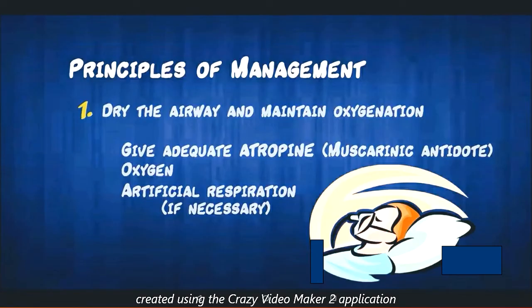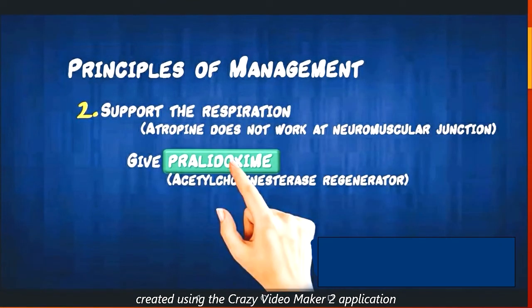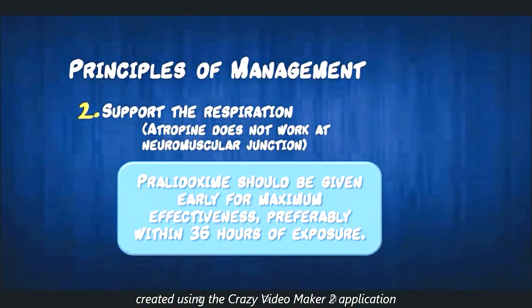Another principle of management is, first we have to maintain the airway, we have to start oxygenation, and if the patient is highly hypoxic we have to intubate the patient and put the patient on a ventilator, that is, artificial respiration should be given. The most important treatment is atropine. Then secondly, pralidoxime is given, which is also called an acetylcholinesterase reactivator. Then respiration has to be supported.